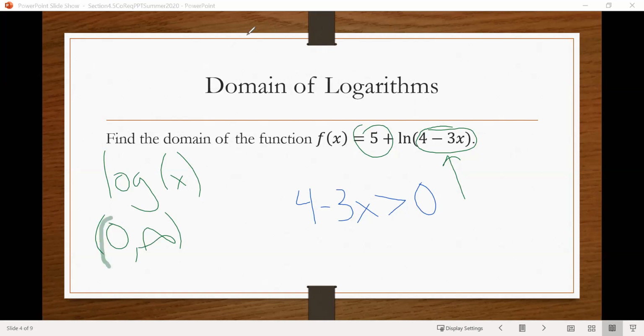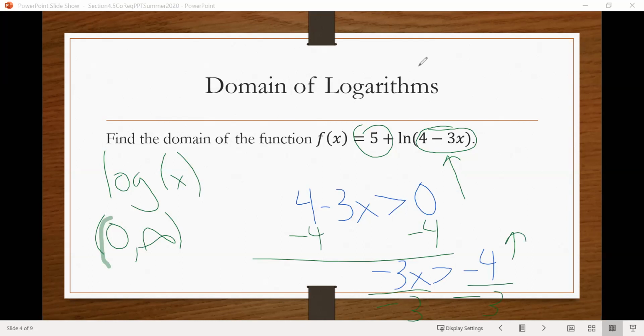So I'm going to go ahead and solve that inequality. Subtract 4 on both sides, and we end up with negative 3x is greater than negative 4. We can divide by negative 3 on both sides. We're dividing by a negative, so remember that will switch our inequality. So this will become x is now less than negative 4 over negative 3, or just 4/3. If we now write that in interval notation, this is going to be negative infinity up to 4/3, close parentheses. And that would be our domain.